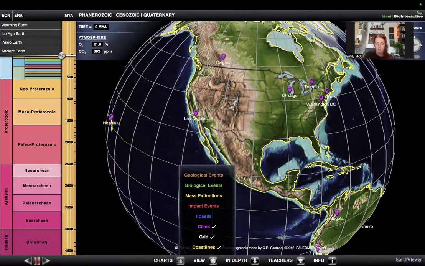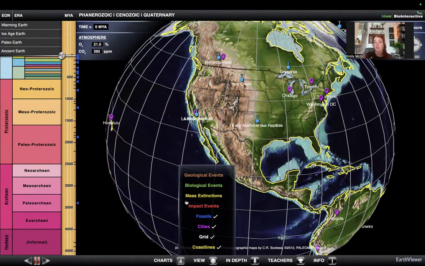We're going to go to View. You can keep everything that I had for plate tectonics. I like to keep the grid and the coastlines. But now we're going to hit biological events and mass extinctions for funsies, I think. Oh, nope, I totally lied to you. I apologize. We're going to hit fossils. Duh, because we're learning about fossils.